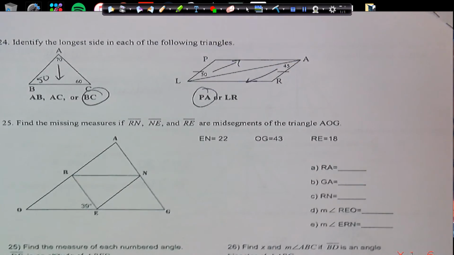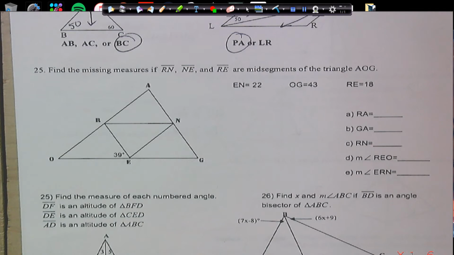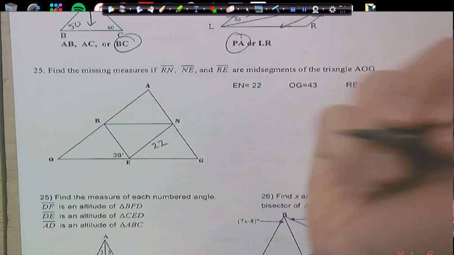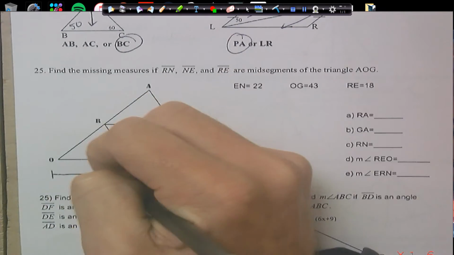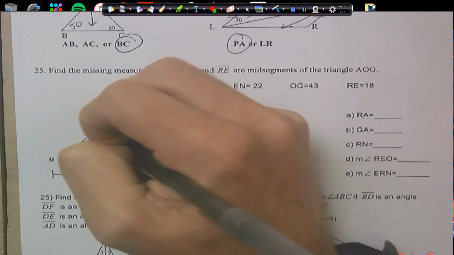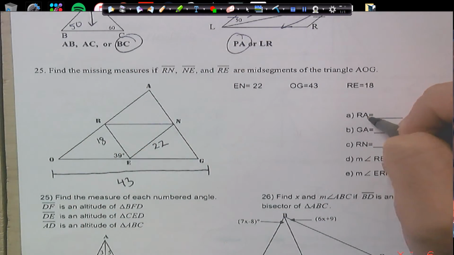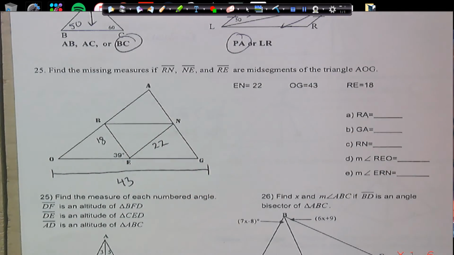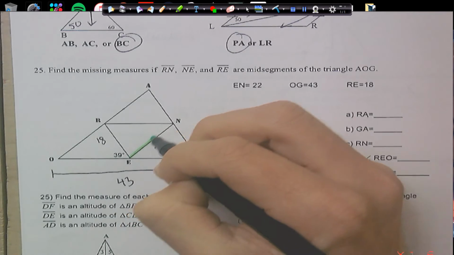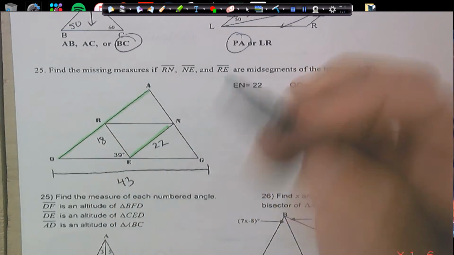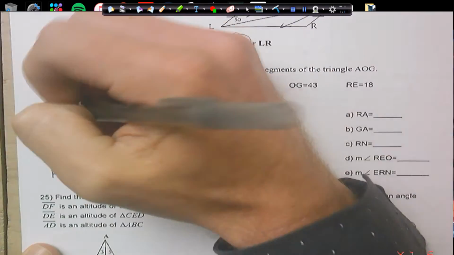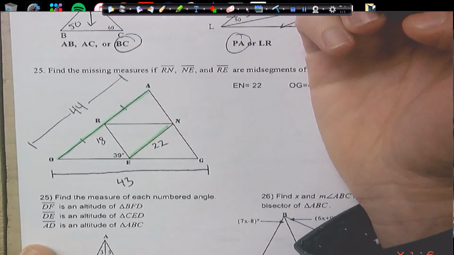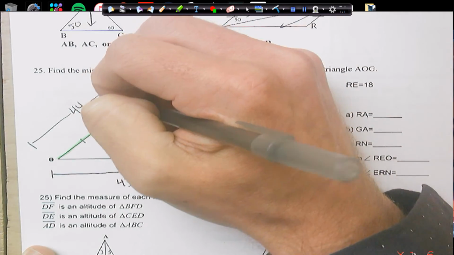You got my attention. All right, 25, great question. Midsegments. Let's fill in our information. EN is 22. OG, the original, 43. And then RE is 18. RA. How am I going to find this segment here? Okay. Well, remember, midsegment. And we're going to get colorful here. EN is matched up with OA. So the whole segment of OA is 44. And remember, if R is the midpoint, these are two congruent pieces, so we just divide in half. So RA is actually 22.